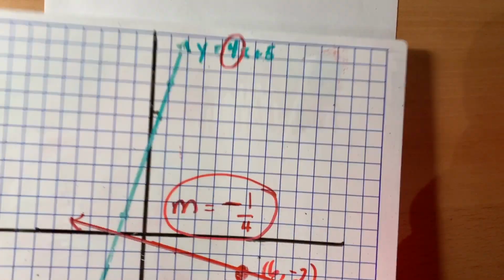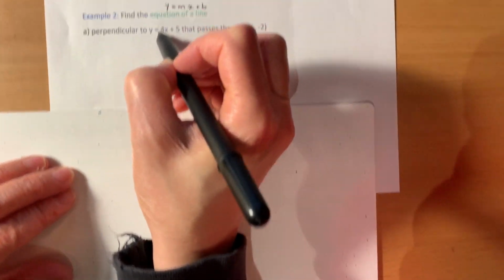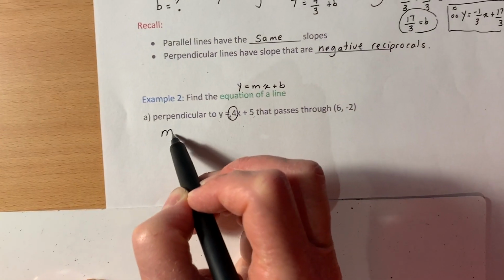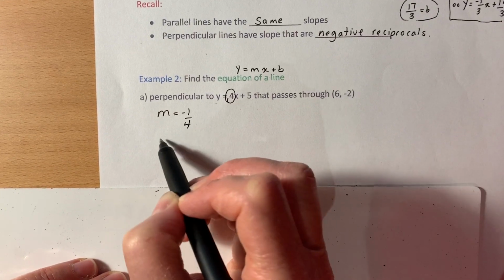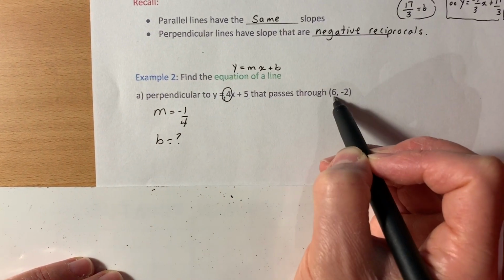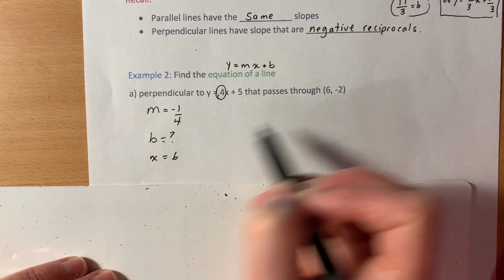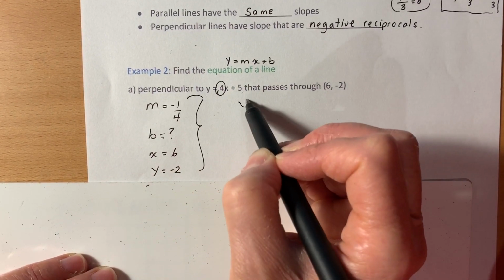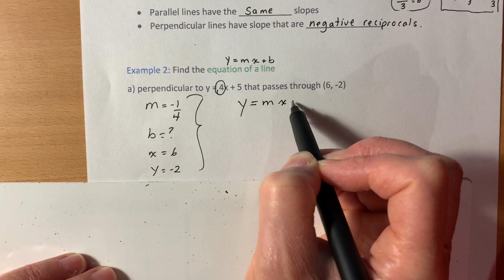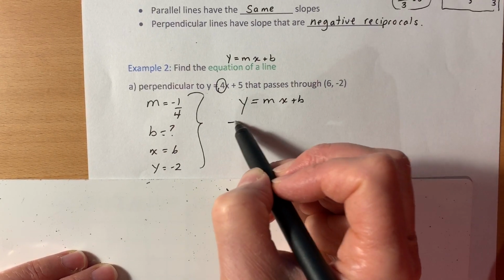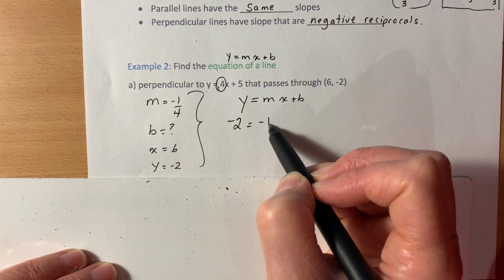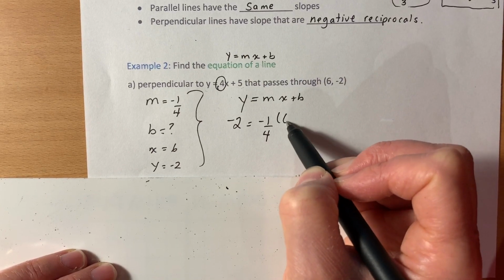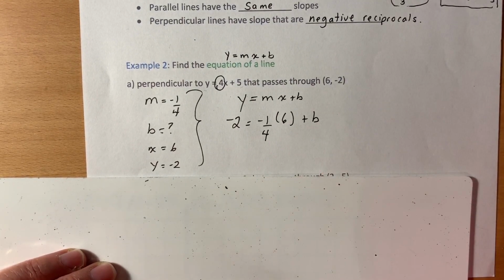Okay? So we are going to do the same thing. We're going to do the negative reciprocal of 4, which is -1 over 4. B is what we're looking for. X is 6. Y is -2. All of this goes into y equals mx plus b. Okay, put in -2 for y, -1 over 4 for m, 6 for x, and let's find b.